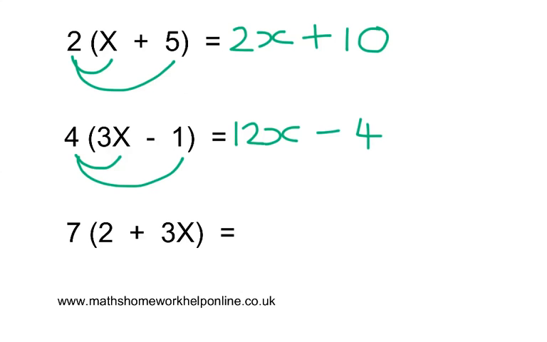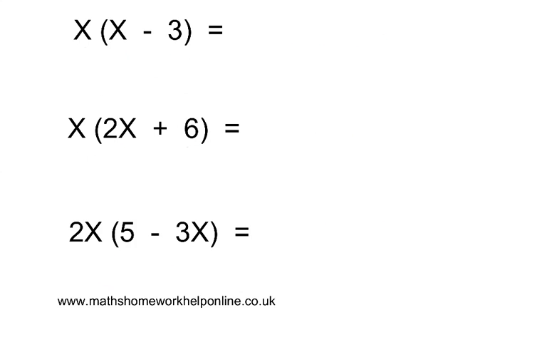And then the last example, we're going to multiply everything inside the brackets by 7. So we're going to do 7 times 2 plus 7 times 3x. So 7 times 2 is 14 plus 7 times 3x. So 7 times 3 is 21. So that will be 21x.